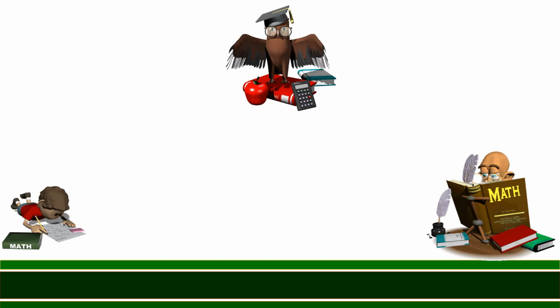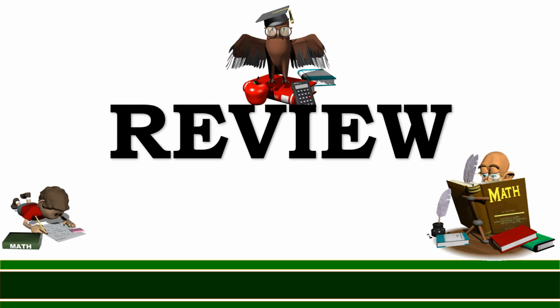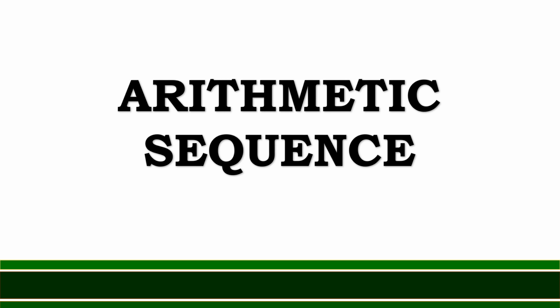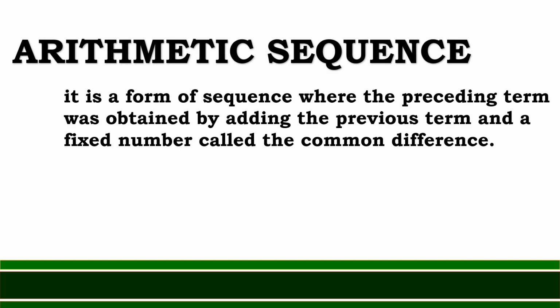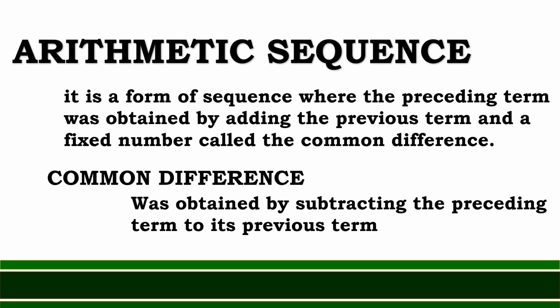So before we start the discussion about geometric sequence, magkaroon muna tayo ng konting recall sa ating last lesson. So last time, we discussed all about arithmetic sequence. Sabi natin doon, arithmetic sequence is a form of sequence where the preceding term was obtained by adding the previous term and a fixed number called common difference. And when we say common difference, it was obtained by subtracting the preceding term to its previous term.